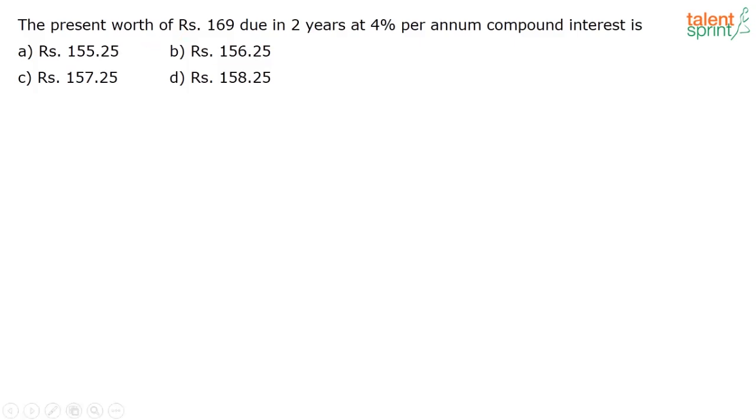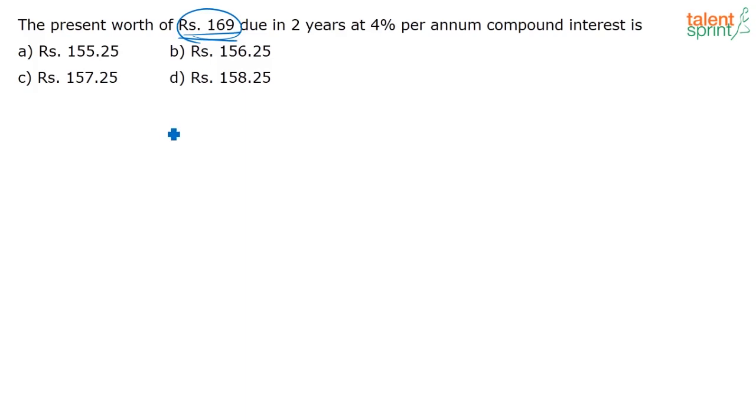The present worth of rupees 169 due in 2 years at 4% per annum compound interest is dash. So, what does this 169 rupees mean? At compound interest, present worth of rupees 169. There is some amount, and after 2 years, that amount's value is becoming 169. So, what is that amount? That's what they are asking.